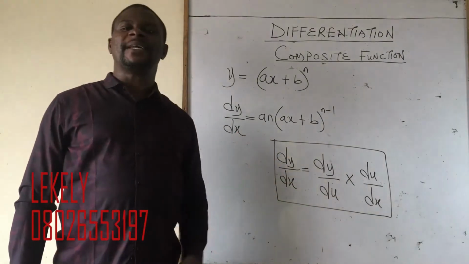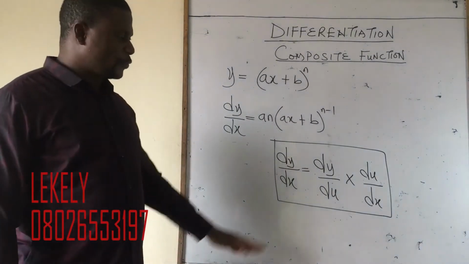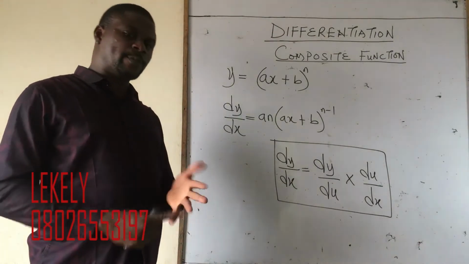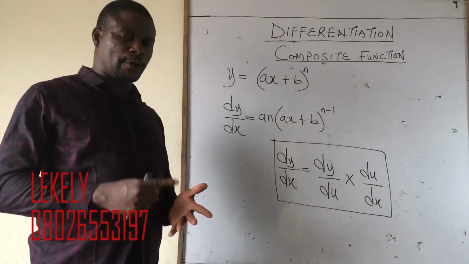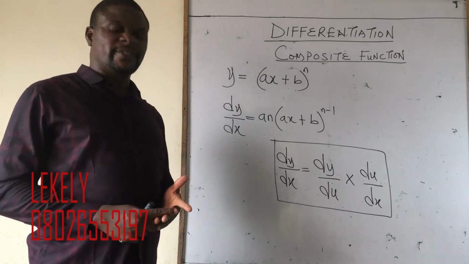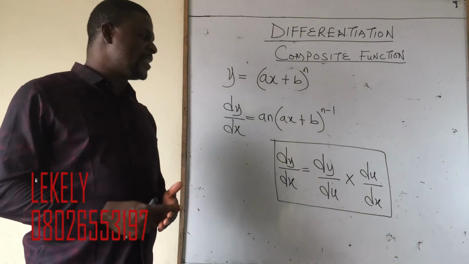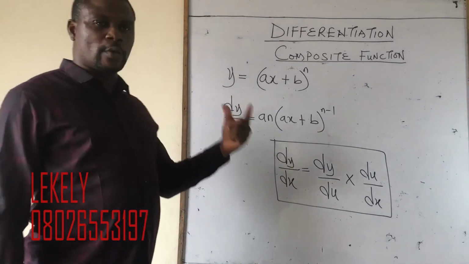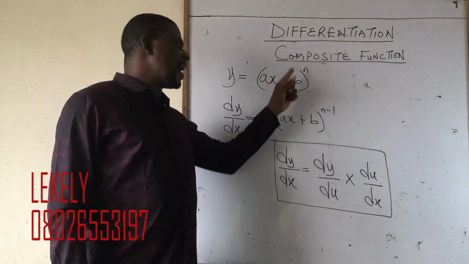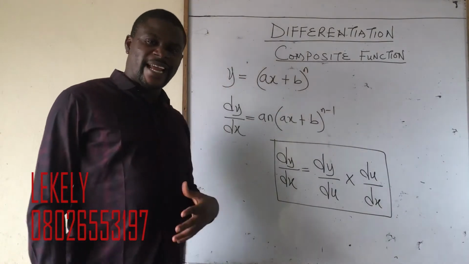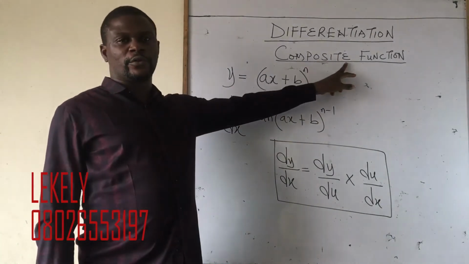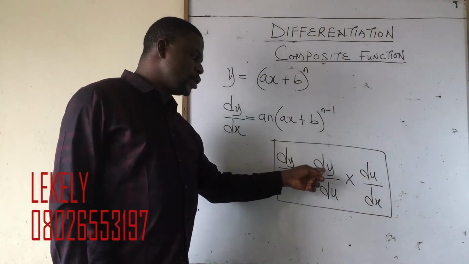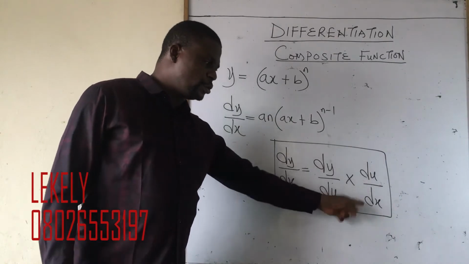This rule is so fundamental to differentiation that you have to get it right here, because once you get it right here, when we get to exponential function, logarithmic function, trigonometric function, application to business and economics, we are going to be using it. So at any time you see a question that has a bracket and one power, then you should know that it is composite function. And the rule is that dy/dx is always equal to dy/du times du/dx.